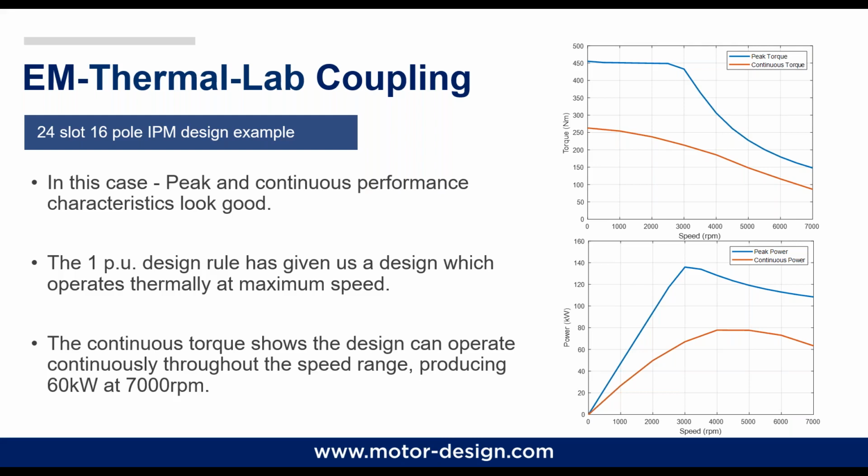So the continuous torque shows that the design can operate all over the speed range, and we can get a very good 60 kilowatts at 7,000 RPM. So what I want to show here is that in this case, the design rule seems to work well. Meanwhile, in the previous design, it wasn't working well. So is it enough just to consider that design rule or not?